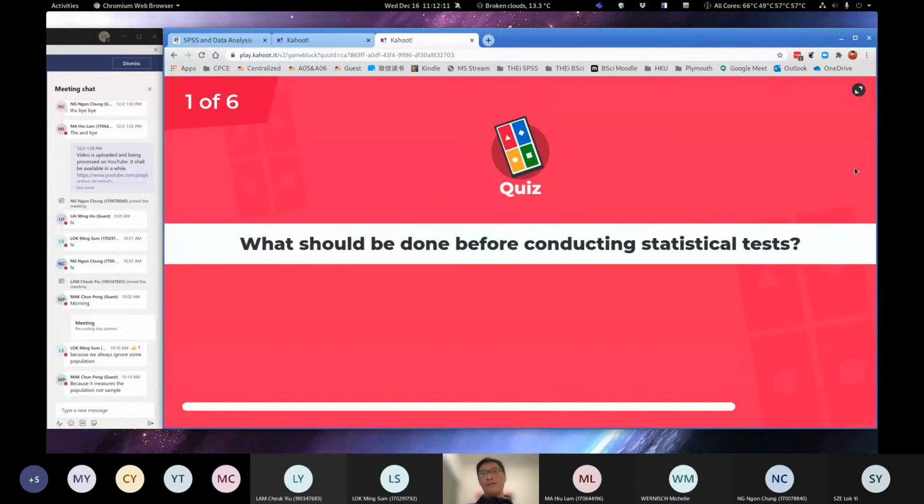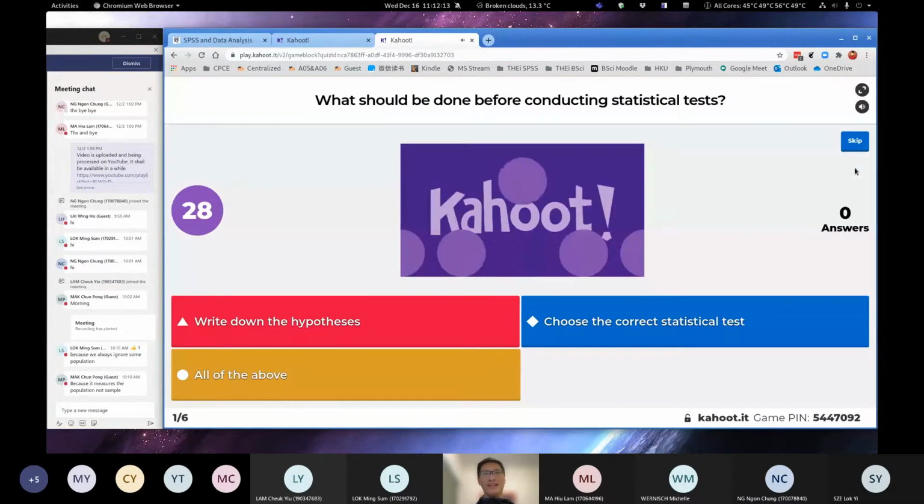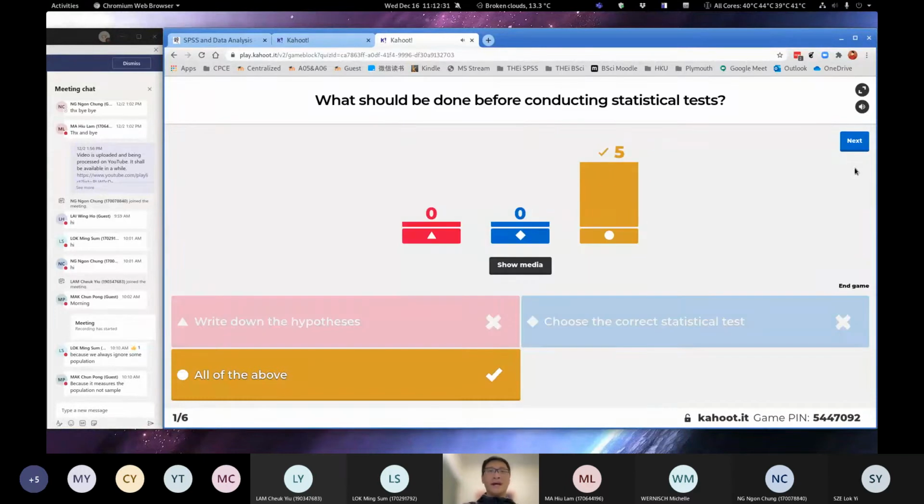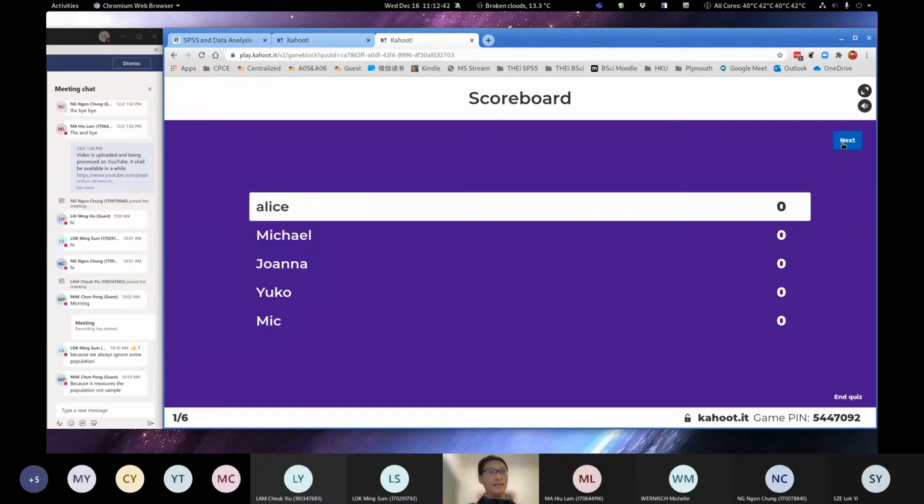Okay, what should be done before conducting statistical tests? What should be the first step or the first steps before you conduct the test? So of course you have to write down the hypothesis and then you choose the test before you actually do it in the computer software.